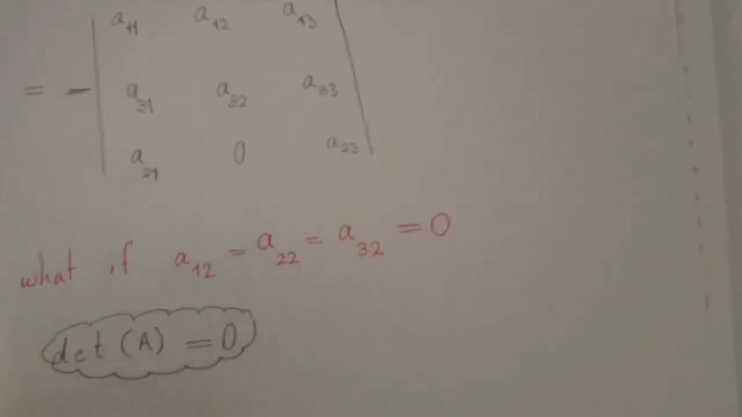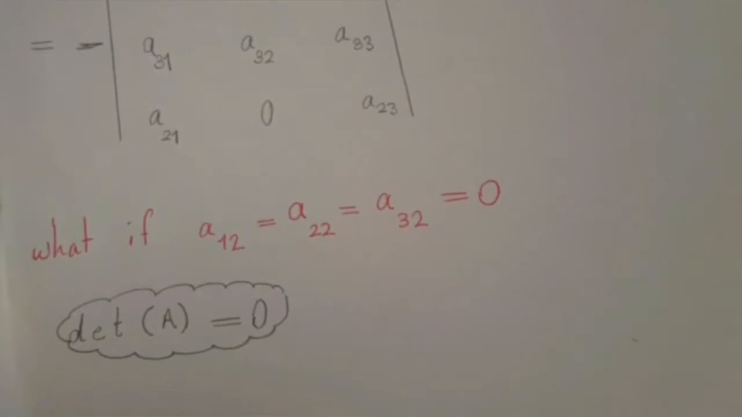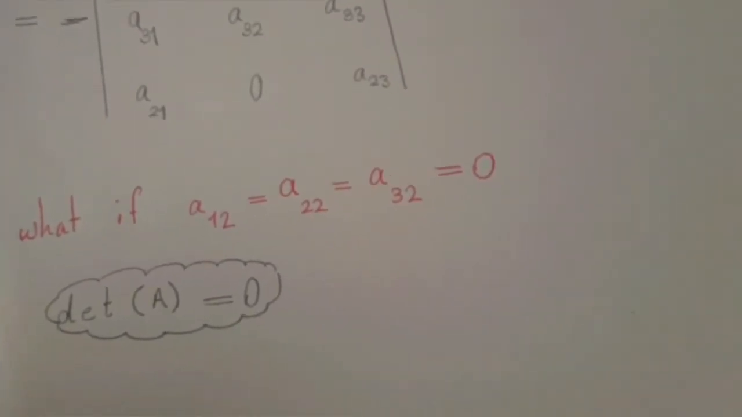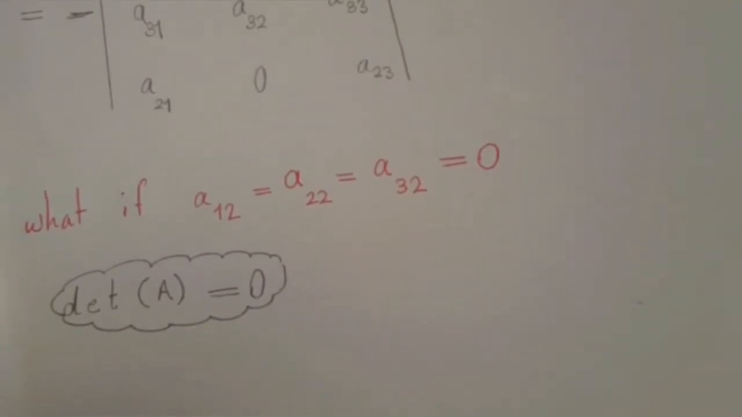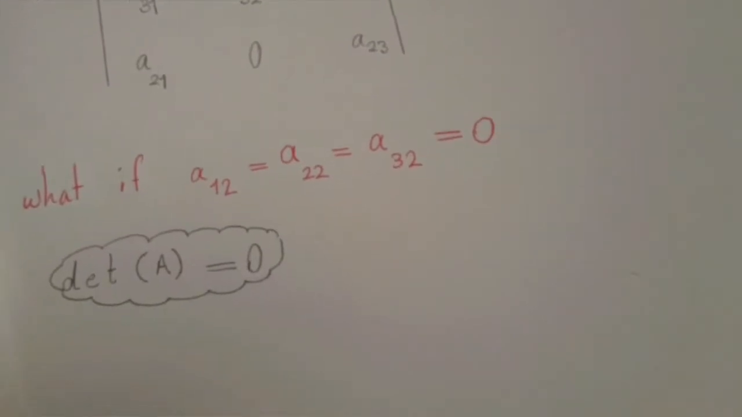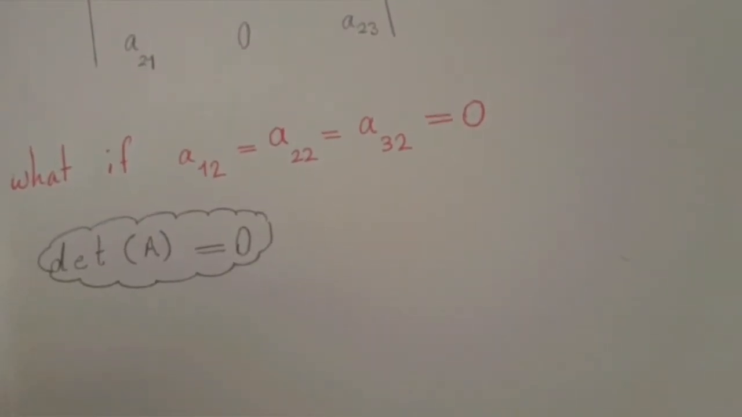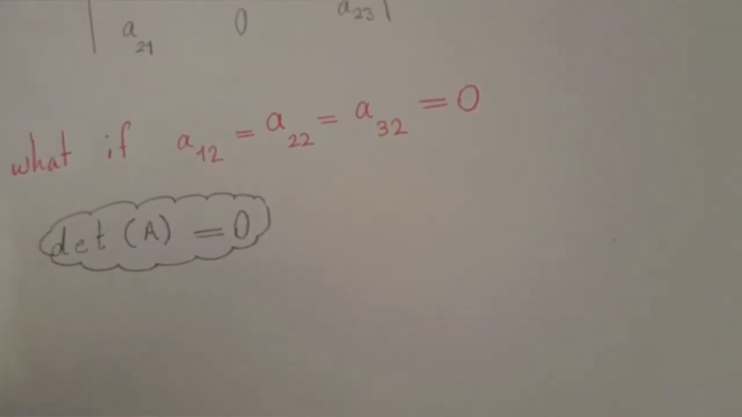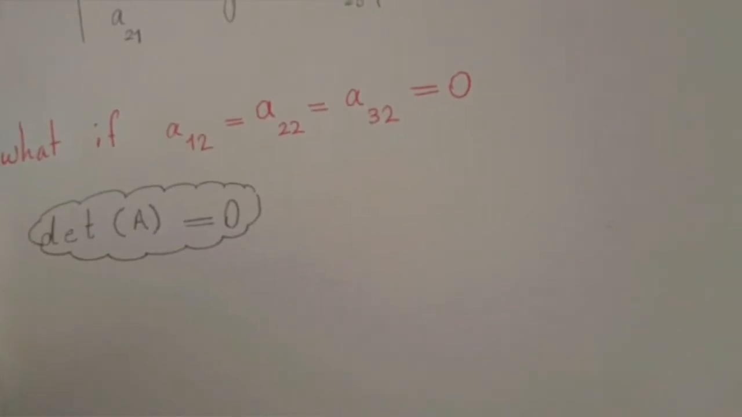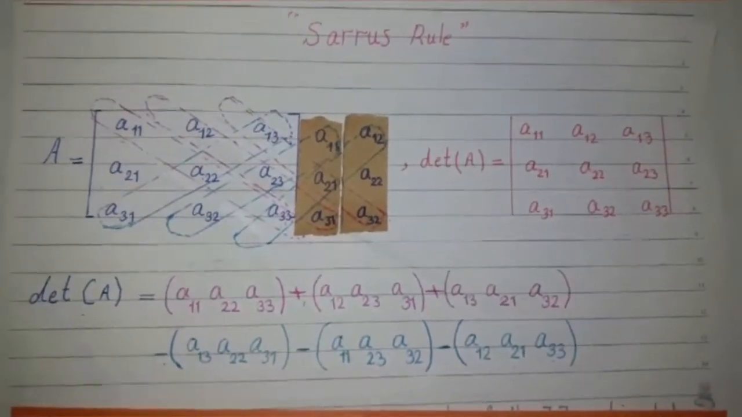Okay, now what if entry A sub 1, 2, A sub 2, 2, and A sub 3, 2 were all 0? In this case, the determinant of the matrix A is going to be 0 because we have a column in which all our entries are 0. And we already knew that if we have a row or a column in which our entries are 0, in more columns or more rows, the determinant of the matrix is going to be 0.